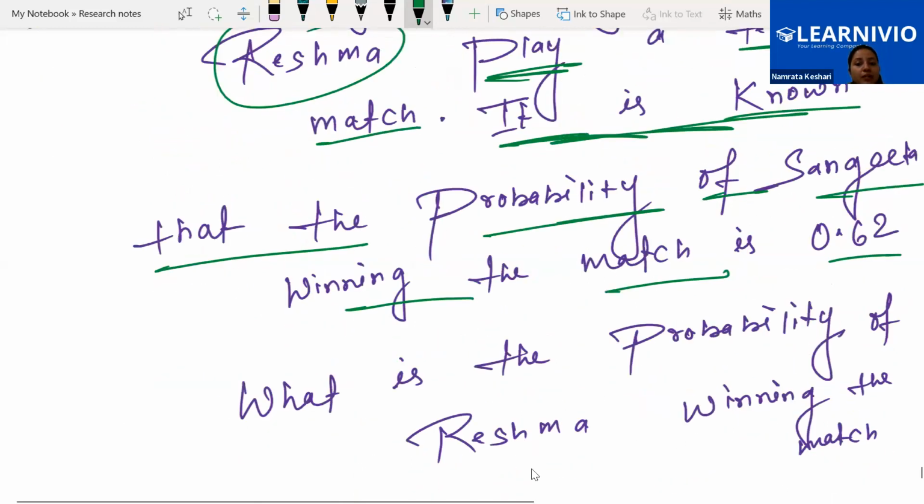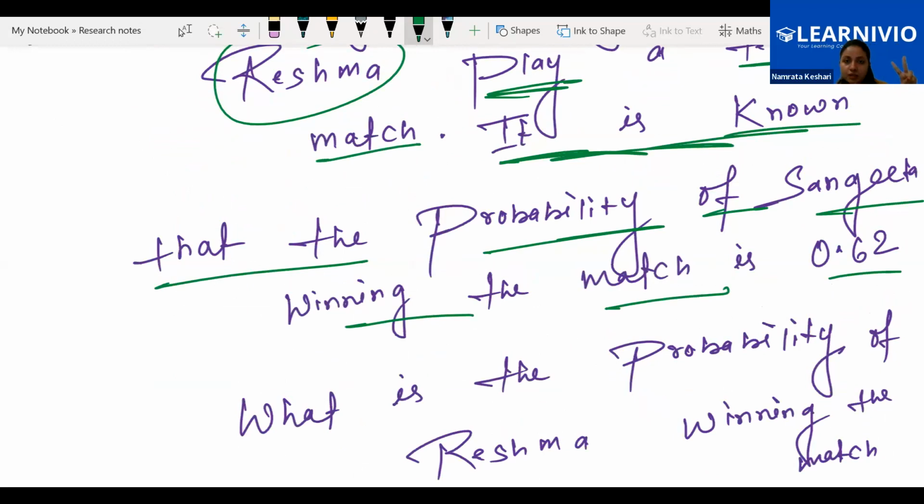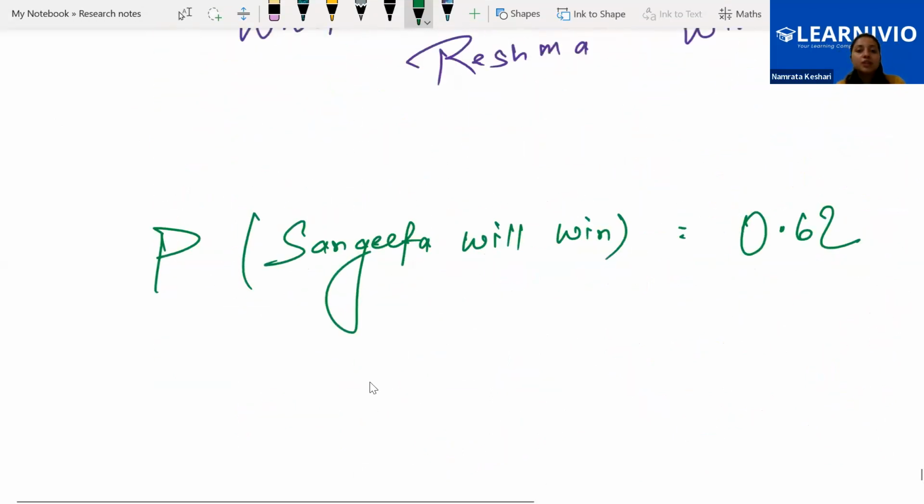What do we have to find? What is the probability of Reshma winning the match? How many people are playing? Two people, Sangeeta and Reshma, together they are playing. So the probability that Sangeeta will win the match is 0.62. What is the probability that Reshma will win the match? So can we write it this way?